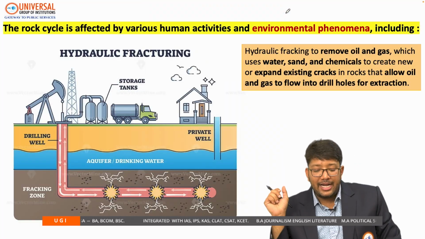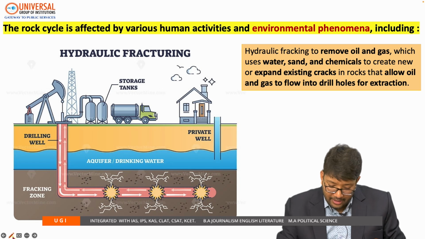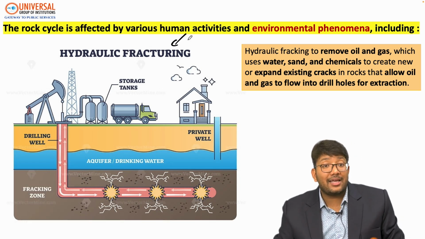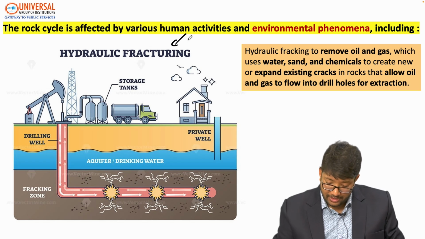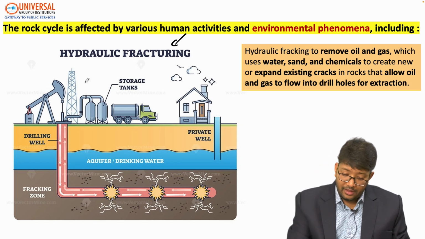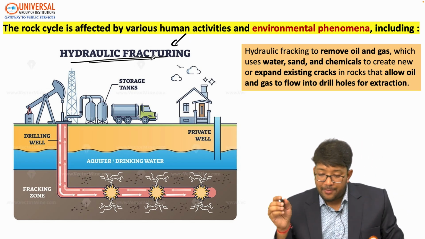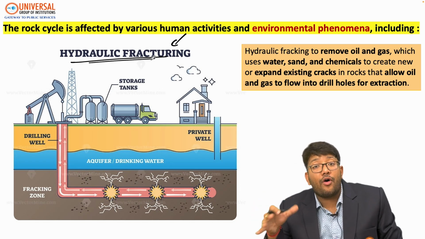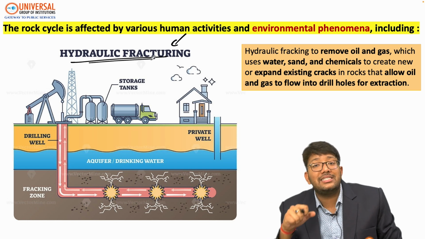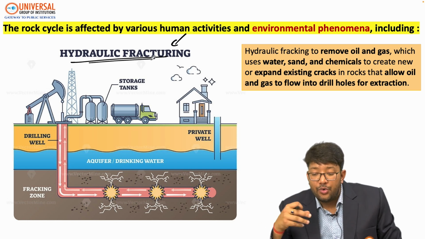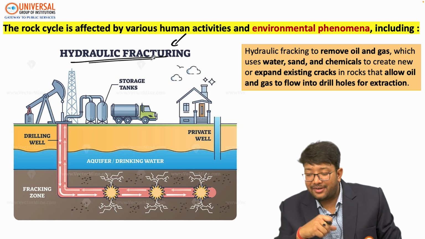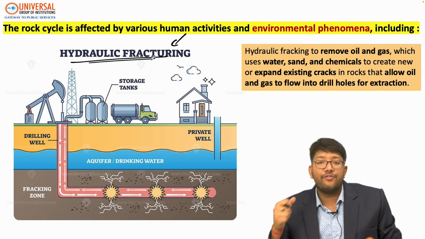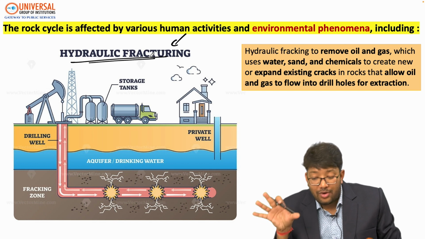The next example is hydraulic fracturing. This is also a human activity. This is how our rock cycle is affected. What is happening, students? Hydraulic fracturing is what we use to remove oil and gas, which uses water, sand and chemicals to create new or expand existing cracks in the rocks that allow oil and gas to flow into drill holes for extraction. That is called hydraulic fracturing.